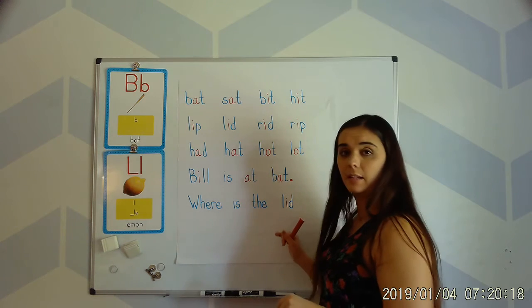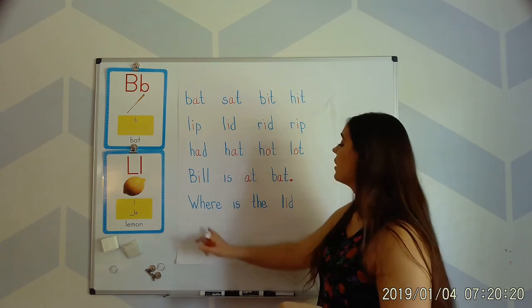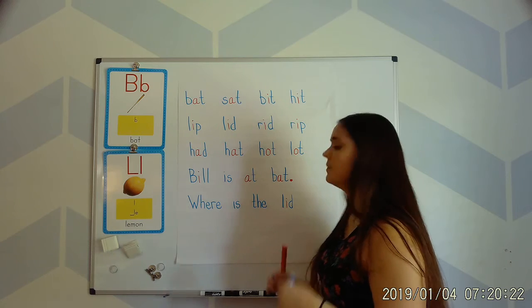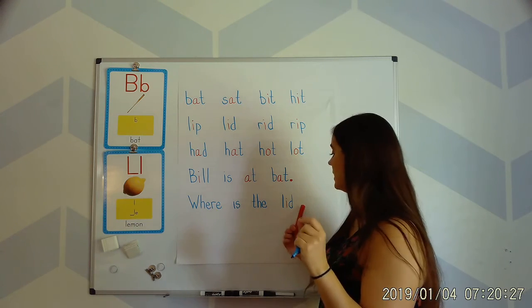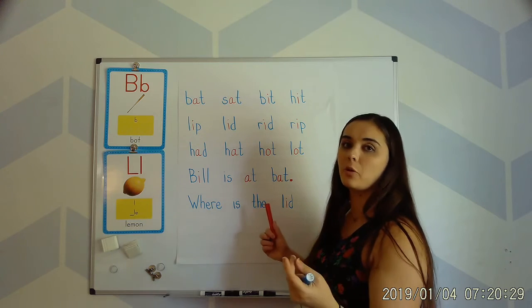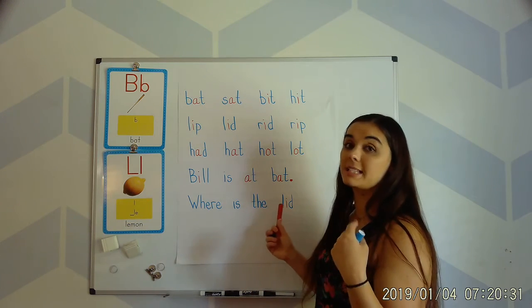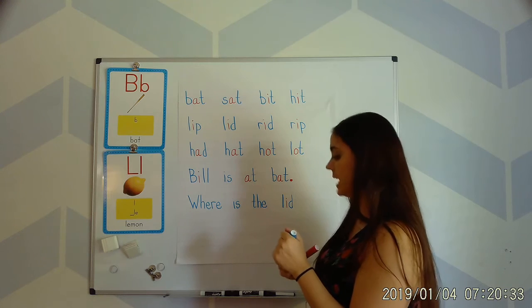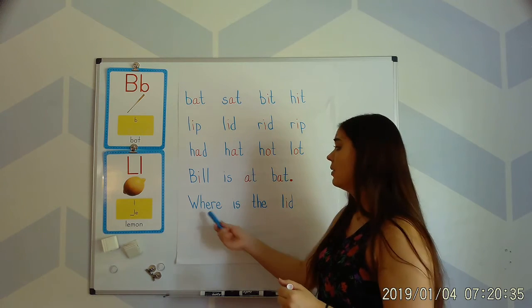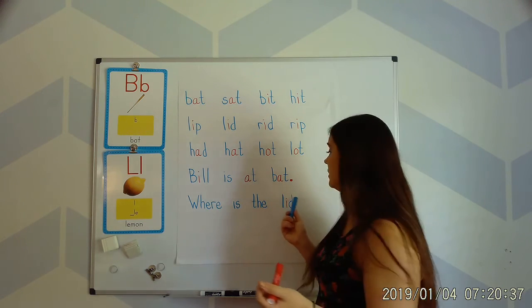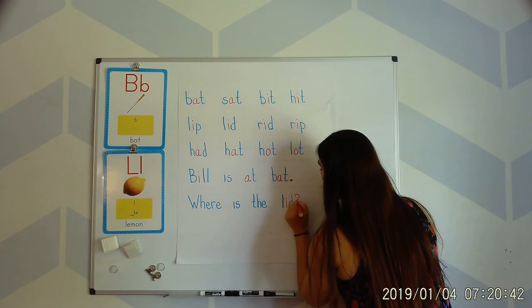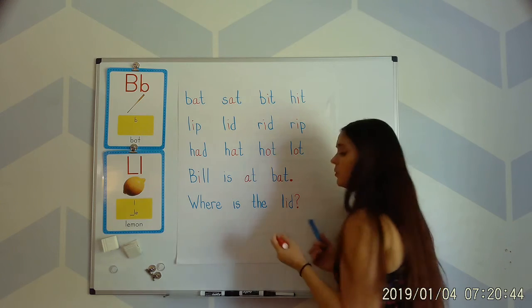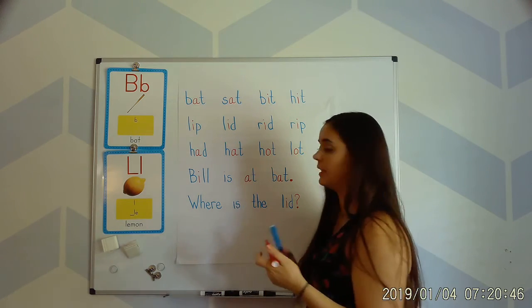All right, let's go ahead and read our sentence. Where is the lid? Let's read it once more. Where is the lid? So notice what I did with my voice there. It kind of went up just a wee bit when I got to the end of the sentence. Now that normally happens when you're asking a question. So in this case, the question is, where is the lid? It has an answer, so it has to have a question mark. And be like, where's that lid? Oh, it's on the counter over there.